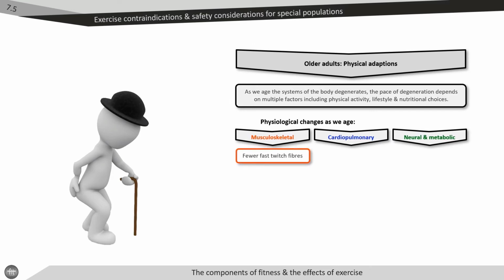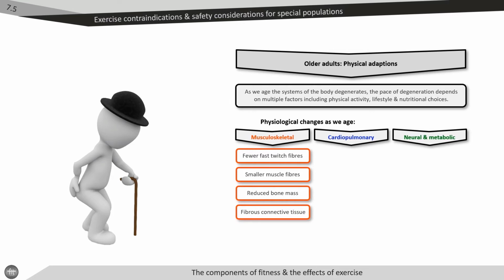Musculoskeletal aging affects the different tissues in the following ways. There is a loss of fast twitch muscle fibers and a proportional increase in slow twitch fibers, along with the development of sarcopenia, which is the loss of muscle mass as we age. This makes fast, powerful movements gradually more challenging the older we get. There's a reduction in bone mass due to osteopenia, and connective tissues, including ligaments and tendons, lose their elasticity as elastin fibers that facilitate stretch are replaced with collagen fibers.